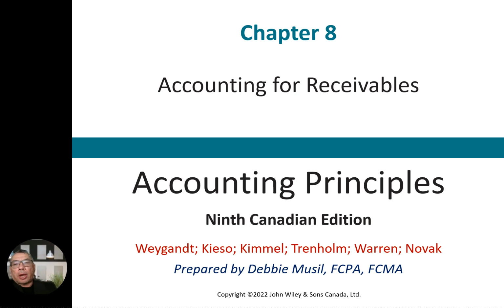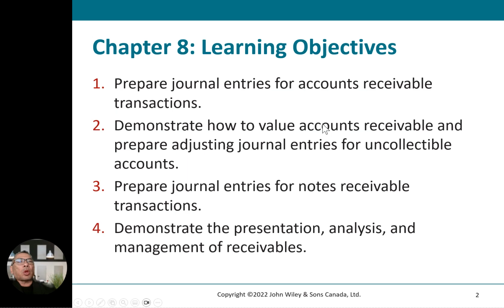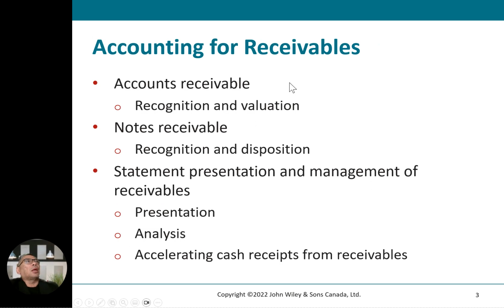Okay, let's look at this chapter. We're going to learn a number of learning objectives here. There are four of them. Number one is prepare journal entries for accounts receivable transactions. Number two, demonstrate how to value accounts receivable and prepare adjusting journal entries for uncollectible accounts. Number three, prepare journal entries for notes receivable and transactions. Number four, demonstrate the presentation, analysis, and management of receivables.